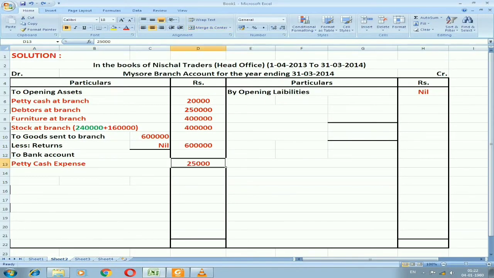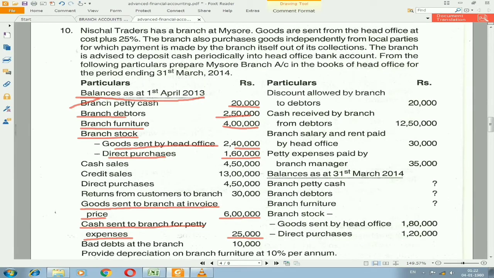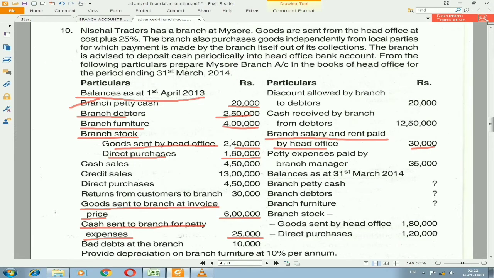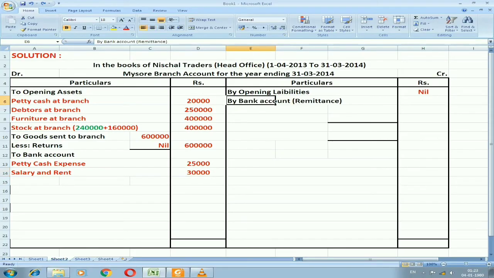Petty cash expenses 25,000. Then we have on the other side branch salary and rent paid by the head office. The salary and rent which will also be paid by the head office, that we can record. If any expenditure is made by the branch and the head office is paying money for it, then we can record that expenditure also under bank account. As we don't have any other expenditure paid by the head office, we go with the next account which we are supposed to record on the credit side in the name of bank account, which is nothing but remittance, the amount which we are supposed to send to the head office.